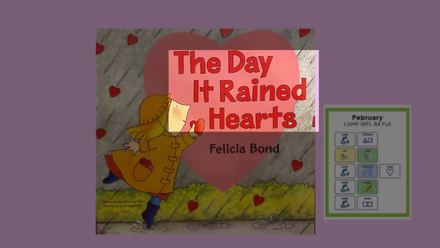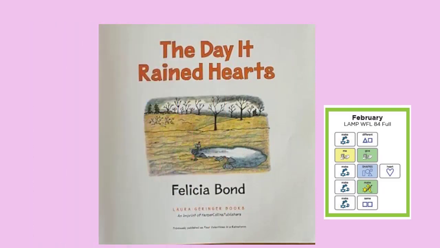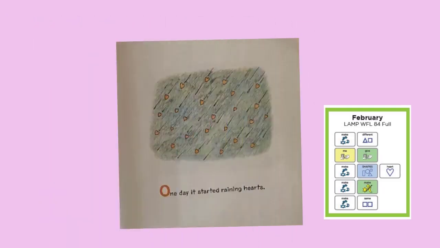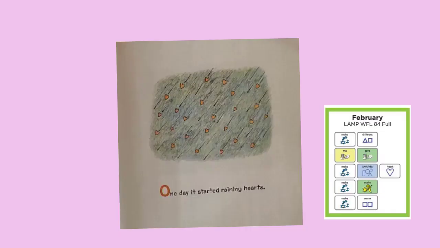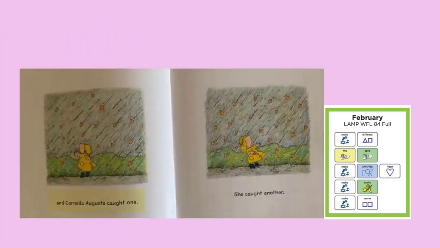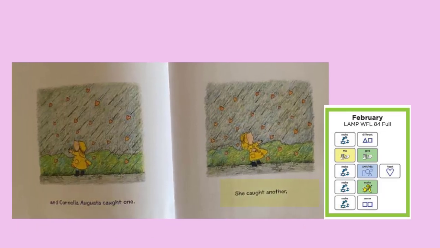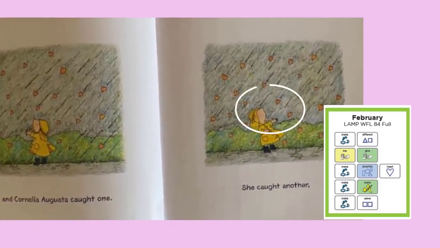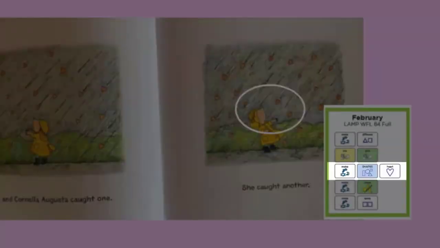The Day It Rained Hearts. Wow, look at all those hearts. They're red. They're the same color. Have you ever seen it rain hearts? One day it started raining hearts. And Cornelia Augustus caught one. She caught another. There she is, catching a heart. What do you think she'll do with it?